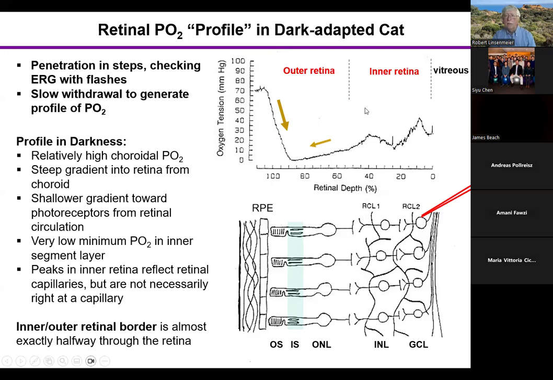So I'll talk a lot about the differences between the outer retina, which is the avascular part of the retina consisting largely of photoreceptors, and then the inner retina. And it turns out that the border between the avascular and vascularized retina is just about halfway through the retina. This is true in cats as well as people, and it's true across the entire retina, except, of course, for the fovea.